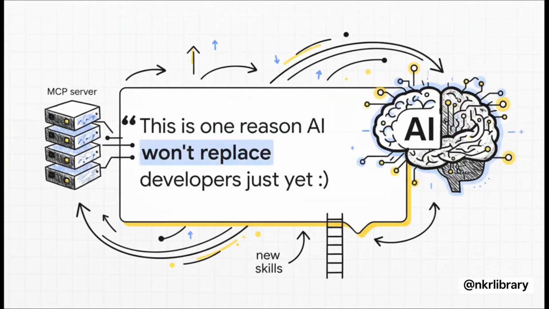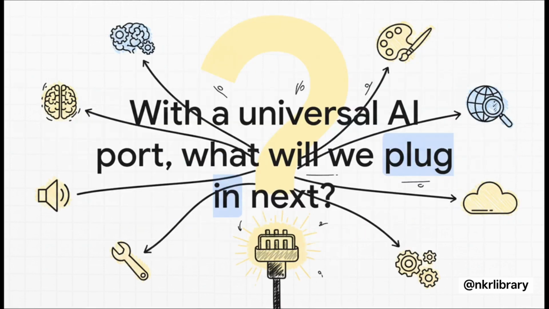Now, for all the developers out there, this is a massive opportunity, not a threat. I mean, someone has to build all these MCP servers, right? Someone has to create those bridges between our complex systems and the world of AI. And that is going to be a new and incredibly valuable skill. Which leaves us with this one big, fascinating question. Once we have a universal connector for our AIs, a true USB-C port for intelligence, the possibilities are just endless. It feels like the early days of the web or the very first app store. We're just beginning to scratch the surface of what we can build when everything is connected. So, what are you going to plug in first?